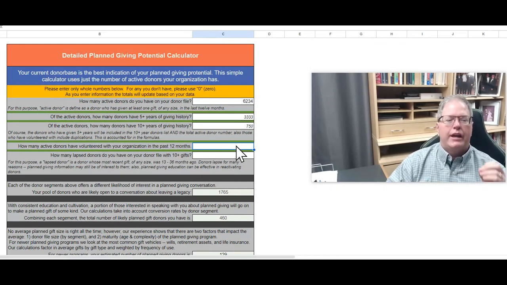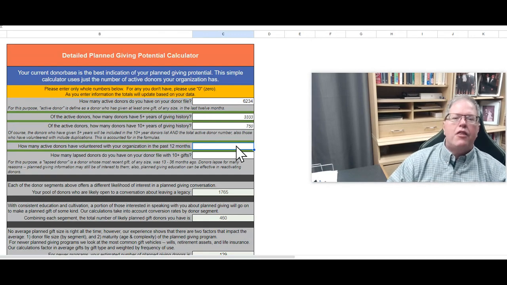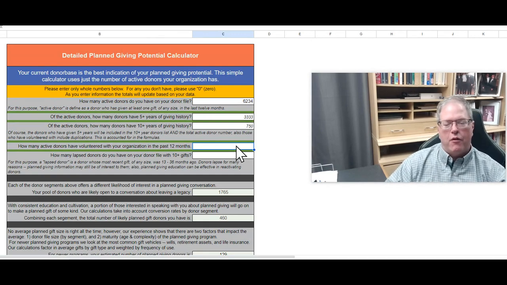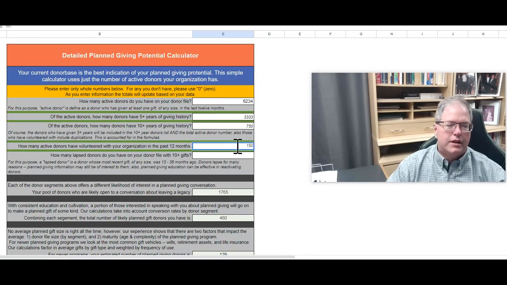But to help us, we're looking at active donors who have volunteered with your organization. So if they've given a gift of any size in the last 12 months and they're a volunteer, how many of those do you have? The more you know the data, the better off you're going to be. So let's just say you only have 150 of those.